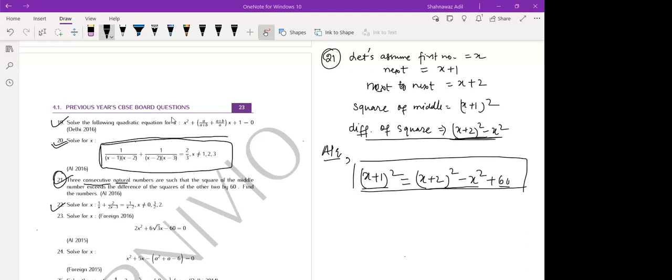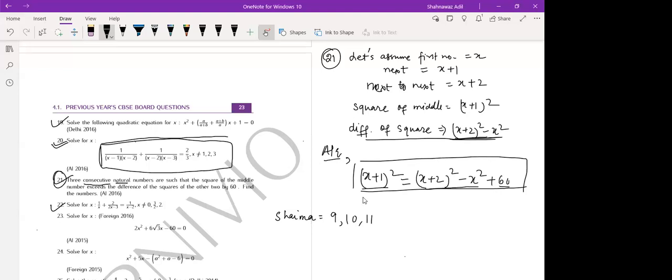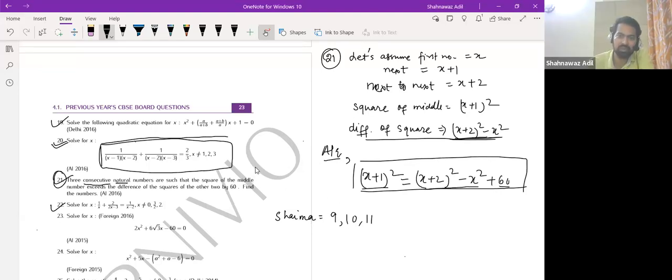Sir, x equals 9. So x is 9, then the other one is 10, and the other one is 11. So this is what you are getting, right, Shaima? Yes, sir. So let us check the answer. If we add 9 plus 1 whole square, that is 100. And 10 plus 2 whole square, so 10 plus 2 is 12, and the whole square is 144, minus 9 square.